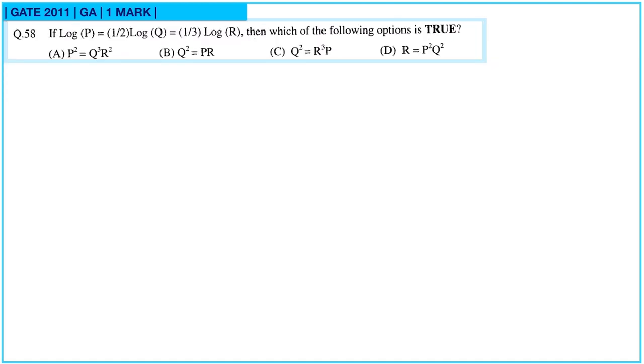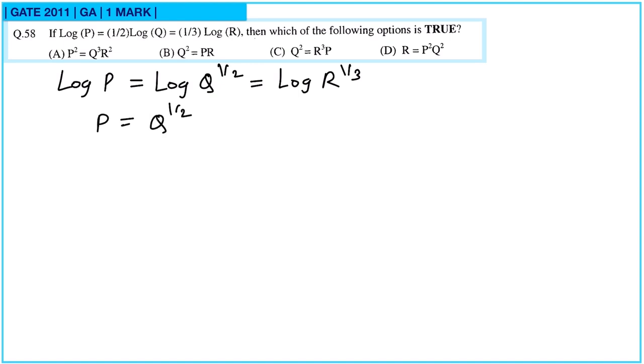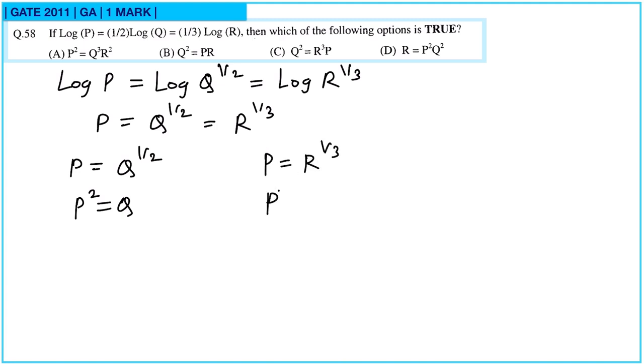Question number 58. Log of P is equal to half of log of Q. I can write this as log of Q raised to half, which is equal to 1 by 3 log of R, that is log of R raised to 1 by 3. We can take antilog on both sides, so we'll get P is equal to Q raised to half is equal to R raised to 1 by 3. This means P is equal to Q to the half, that is P square is equal to Q, and P is equal to R raised to 1 by 3, that means P cube is equal to R.